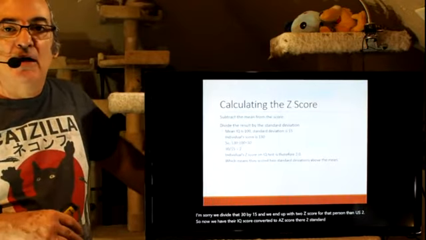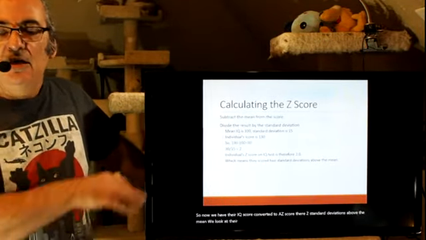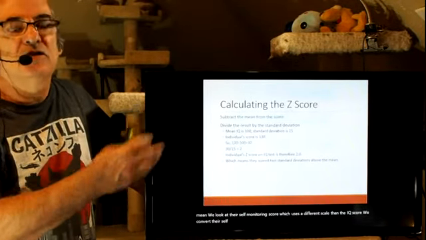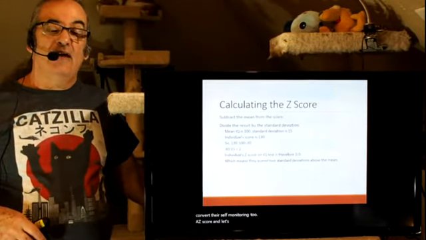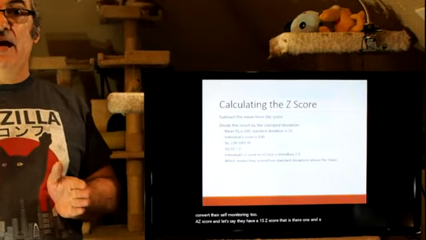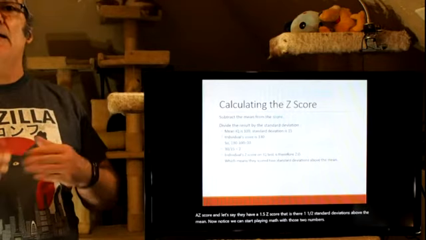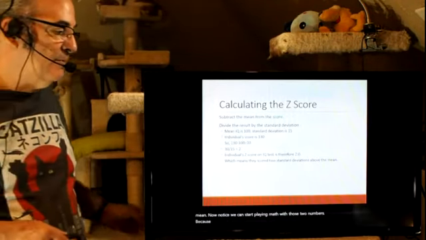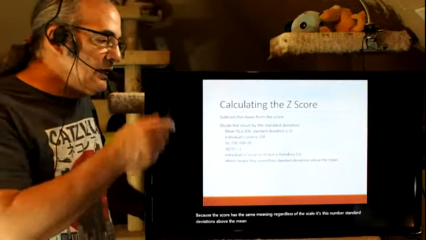We look at their self-monitoring score, which uses a different scale than the IQ score. We convert their self-monitoring to a z-score, and let's say they have a 1.5 z-score. That is, they're 1.5 standard deviations above the mean. But now notice, we can start playing math with those two numbers, because a z-score has the same meaning regardless of the scale. It's this number of standard deviations above the mean.